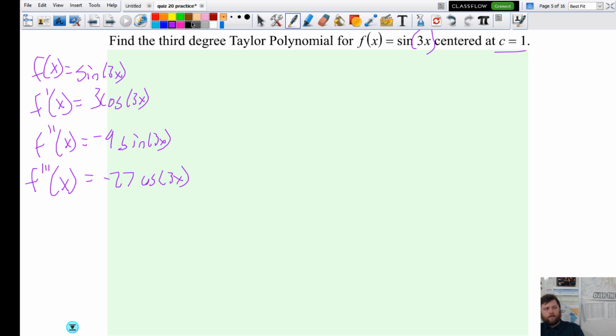So plugging those in, now remember I'm centered at 1, so it makes it slightly different. My third degree polynomial, I'll do this notation. Why not? We can do that.